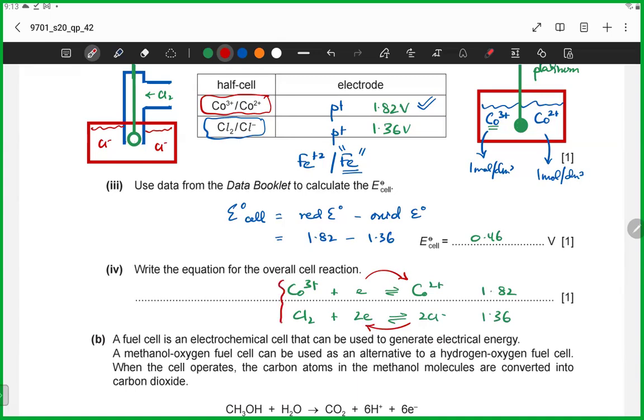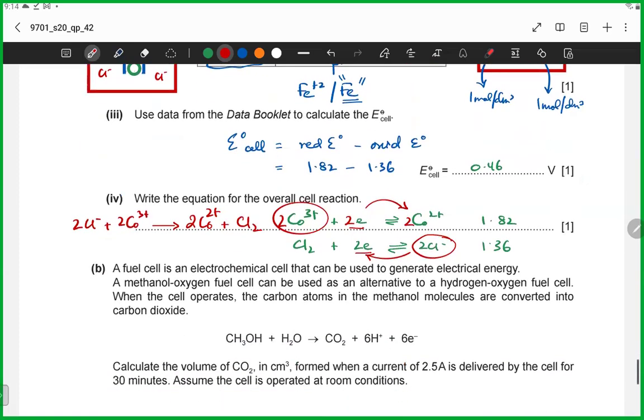But before you make the overall reaction, you have to balance the number of electrons gained and lost. So if it's 2 electrons being lost, 2 electrons have to be gained as well. So make sure you multiply the first equation by 2. And then you add up the reactants. The reactant in the bottom equation is Cl minus 1, so it's 2 Cl minus 1. In the top equation, the reactant is 2 cobalt 3 plus. And the products, in the first one, it's 2 cobalt 2 plus. And in the second one, the product that's forming is Cl2. So that's your overall cell reaction.